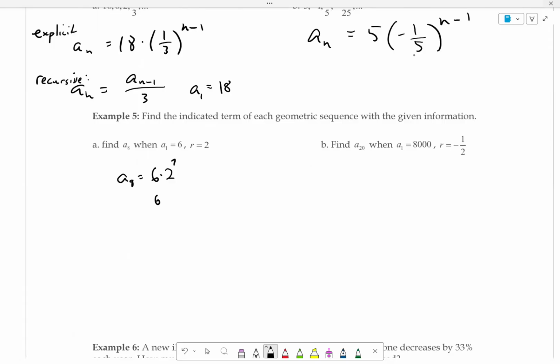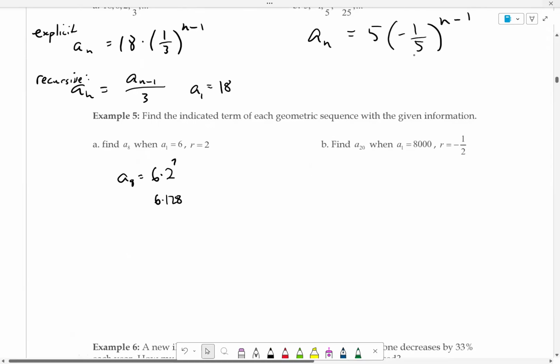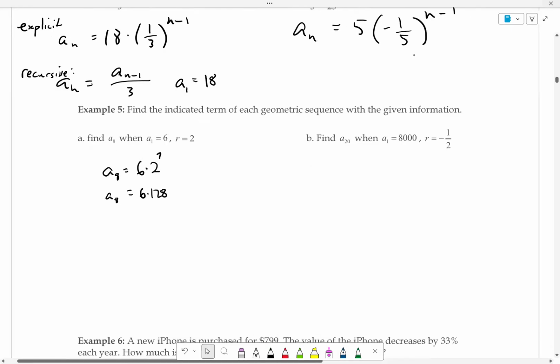So we could do 6 times 128. Do I care if you can do 6 times 128 if this were a test? I care that you're able to do it, but if time is short and you don't have your calculator, then you're happy that you got the answer set up and calculated. Did you get the final answer? Okay, leave it. No problem.